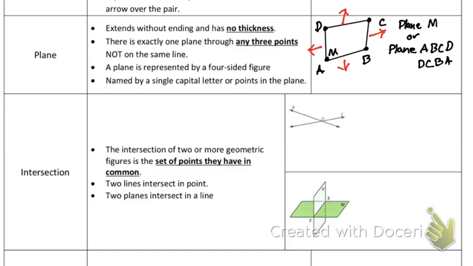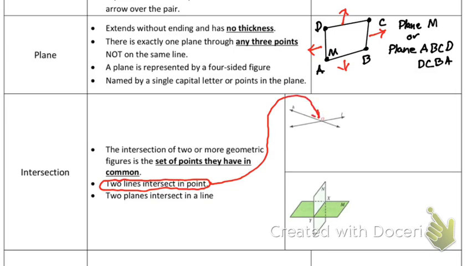Next thing we're going to talk about is intersections. 2 lines can intersect and 2 planes can intersect. In fact, a line can intersect with a plane. We're going to talk about that in a little bit. But let's stick with just 2 lines intersecting. So the intersection of 2 or more geometric figures is the set of points they have in common. So when we talk about 2 lines intersecting, 2 lines are going to intersect at one point.